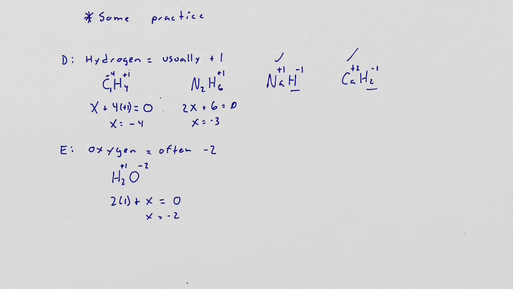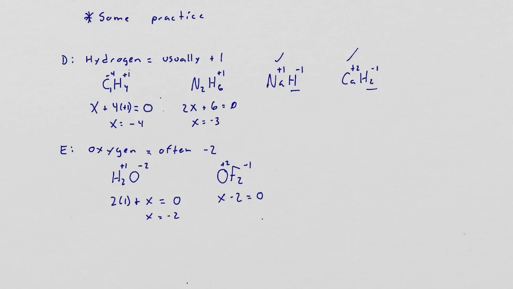If you have like OF2, now you have a problem. Why? Because the fluorine is -1. That's fluoride. It's -1 every time. So now you have X - 2 is equal to 0. So in this case, oxygen is +2. And by the way, this is the only time oxygen is ever positive. Because when they have a covalent bond, the one that has a higher electronegativity will always get the negative oxidation number. And there's only one element that's more electronegative than oxygen, and that's fluorine.